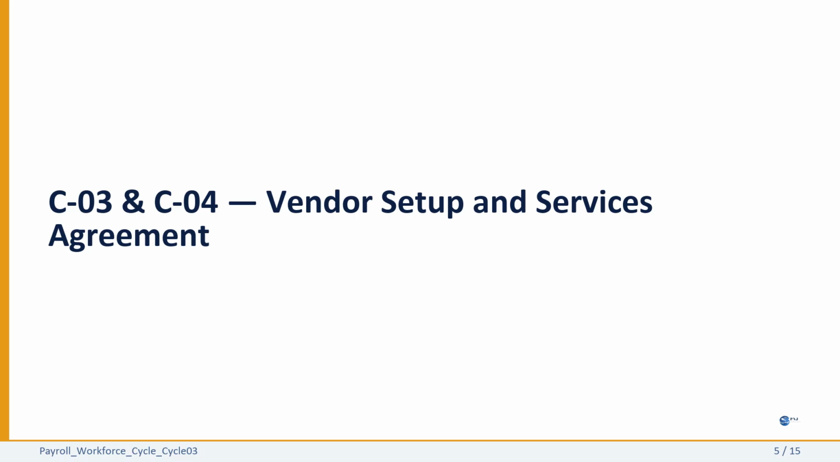Step C04 is the written independent contractor services agreement. This agreement explicitly states that the contractor is not an employee, is responsible for their own taxes, receives no benefits, controls their own method and means of work, and may engage others. That last point, the ability to subcontract, is a strong legal indicator of contractor status.